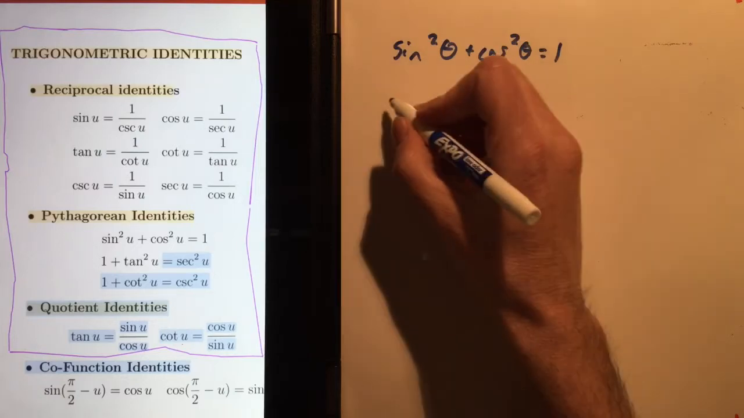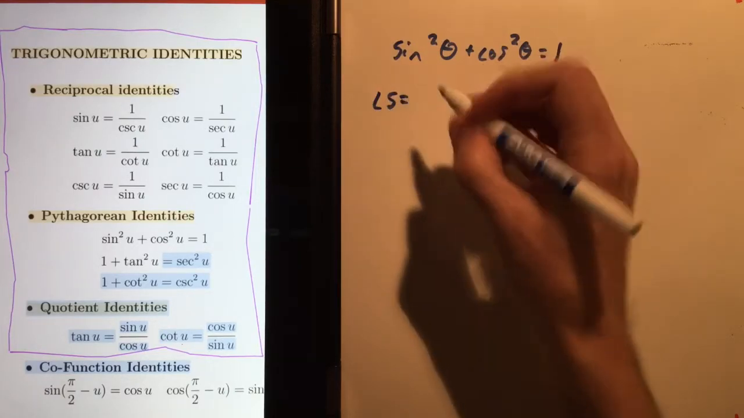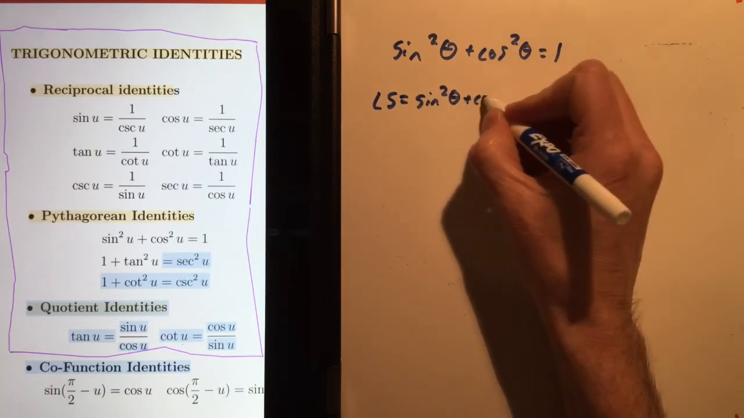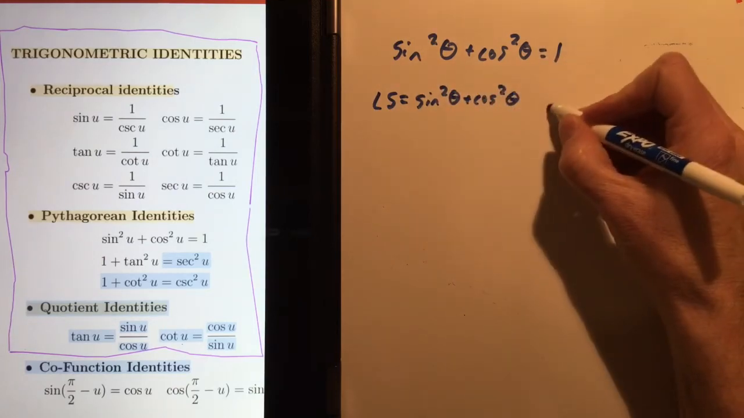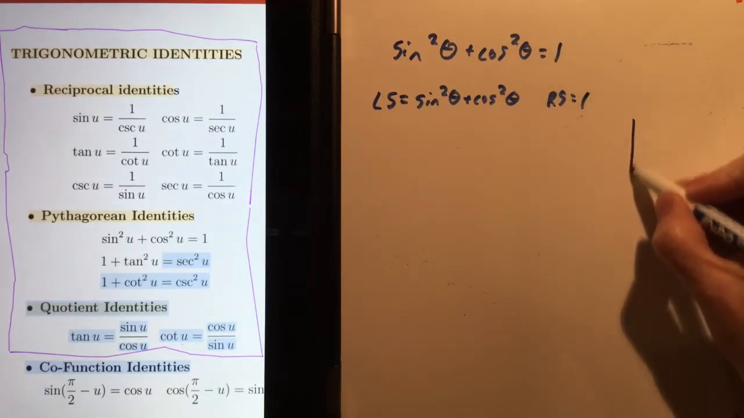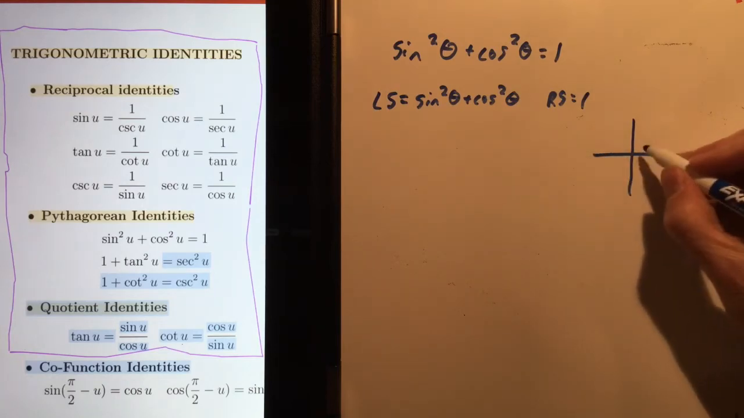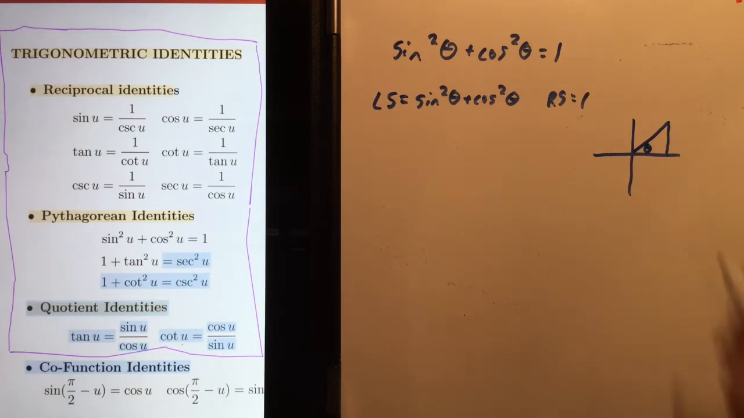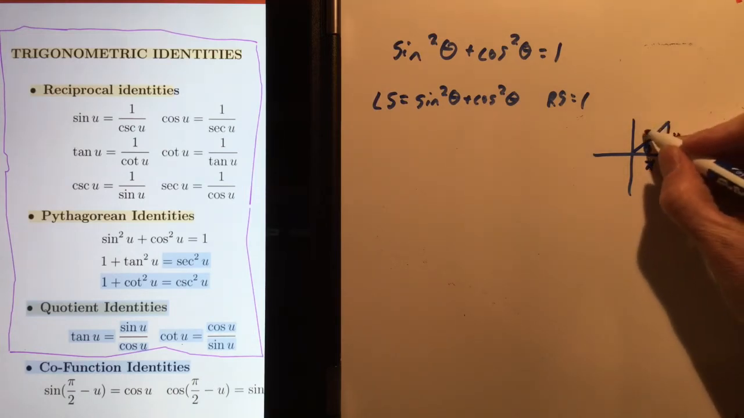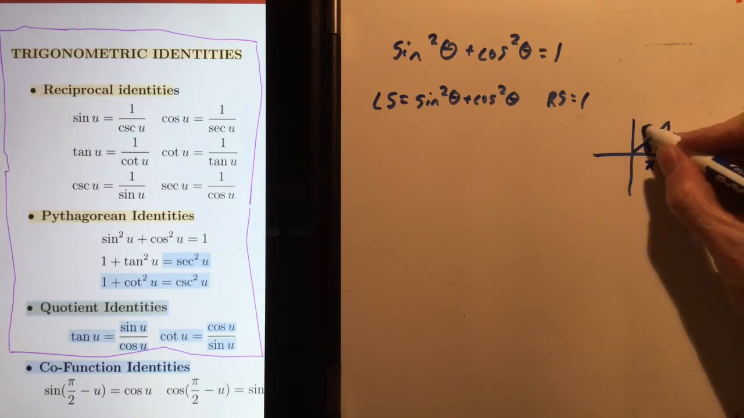All right, we're going to set this up as a left side, right side proof. So the left side is sine squared theta plus cos squared theta, and the right side is equal to 1. I'm trying to get my left side to look like my right side. I'm going to start with a triangle and label it with an angle theta, and I'll call that x because it's horizontal, that y because it's vertical, and we'll call that r.